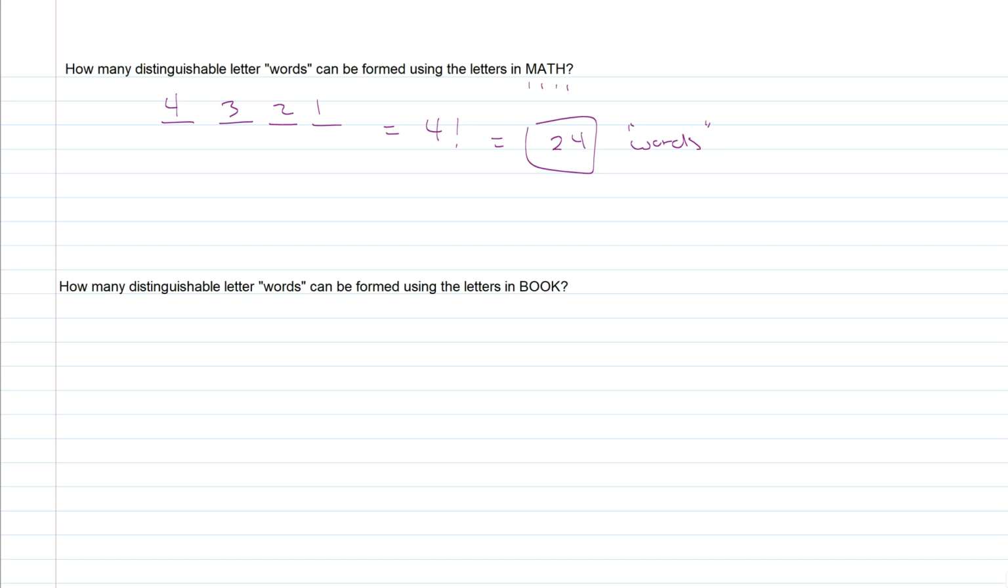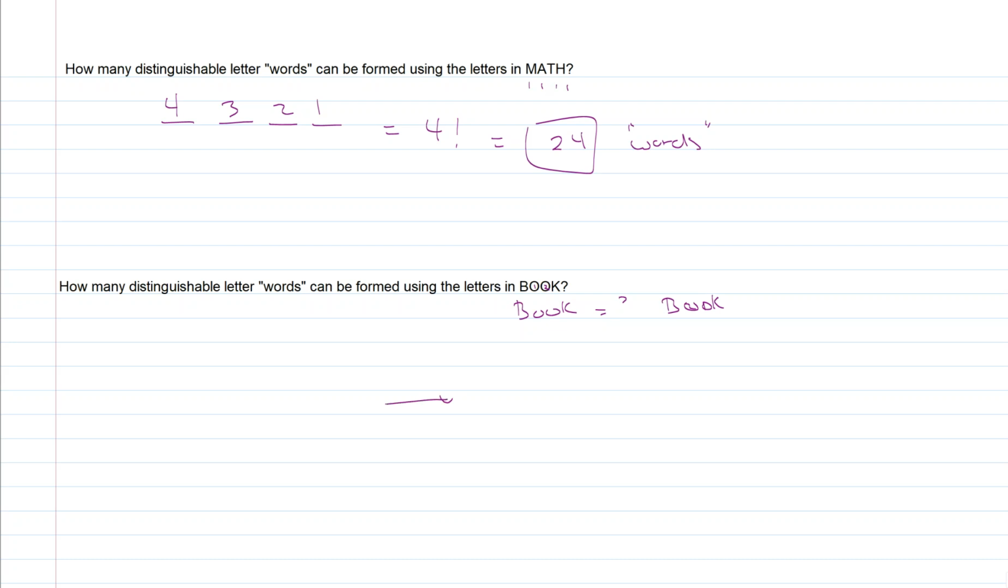So how about if we want the same question, but this time we're looking at using the letters in the word book. Now here, the problem is that I have two O's, and I really can't distinguish between those. So if I write B-O-O-K using the first and then the second, that looks like the same as B-O-O-K if I use the second one and then the first one. So those are not distinguishable. So now the twist is I have to figure out how to not count the repeats.